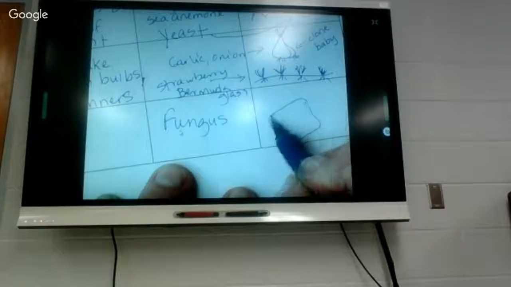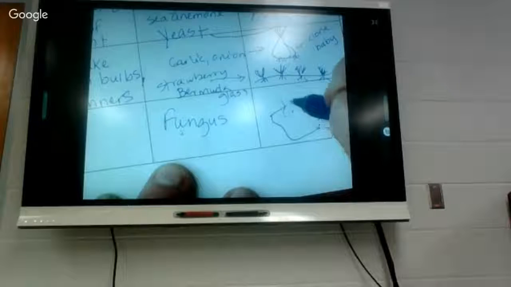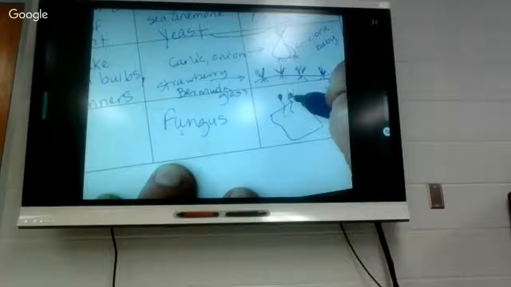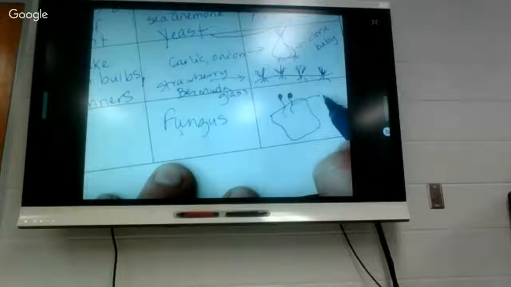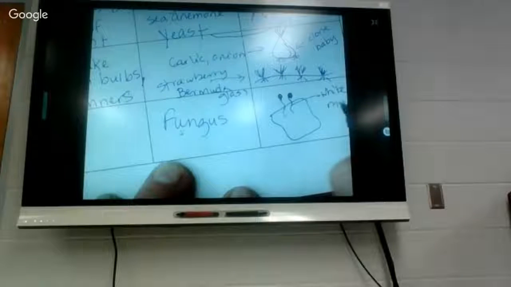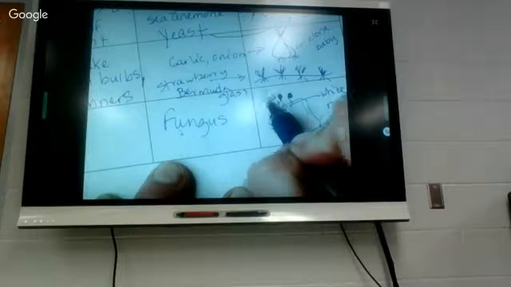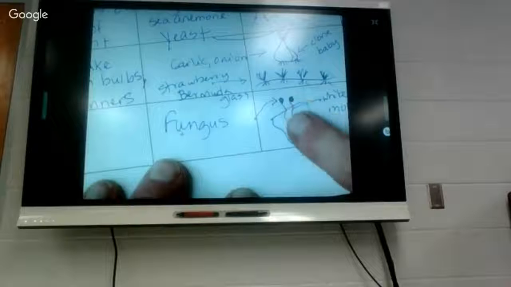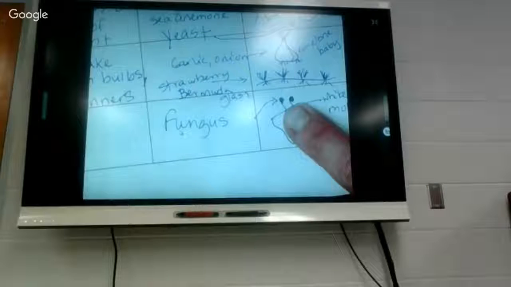Here's a piece of bread. And here's the white fuzz. But y'all, this is the white mold. I hate seeing mold on bread, but those are the spores. When you see the little dark dots, inside of each one of those dots are spores. And they're asexual clones, and they act like a seed. So when they spray out, one spore is one baby.